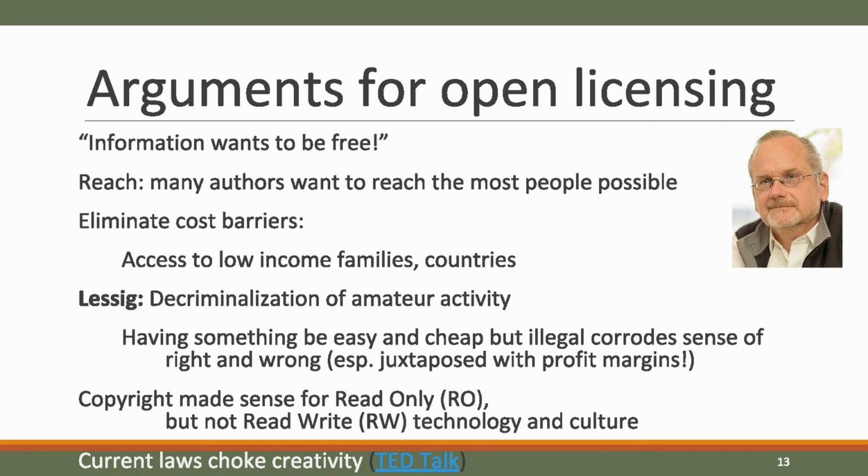And saying that that's illegal is criminalizing behavior of people who otherwise wouldn't break rules. And so he says that's putting us on a slippery slope. He argues that copyright made sense in the day of the printing press, and strict copyright as written right now doesn't make sense for the internet age, when it's very easy to read and write and remix. And he argues that the way that things are written right now currently chokes creativity, and he's got a TED Talk about it.